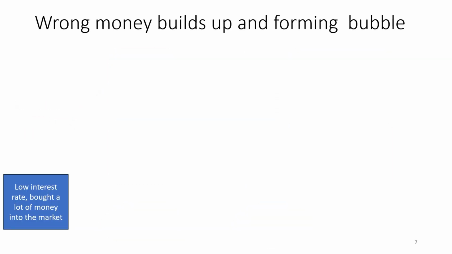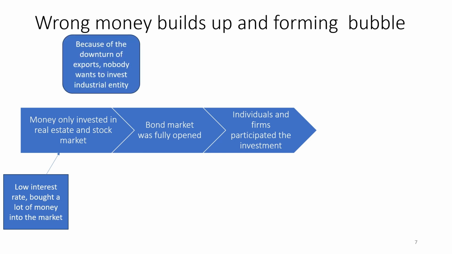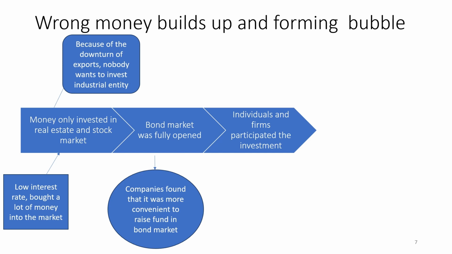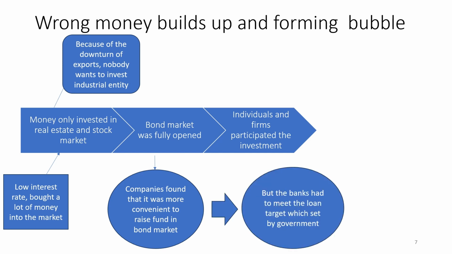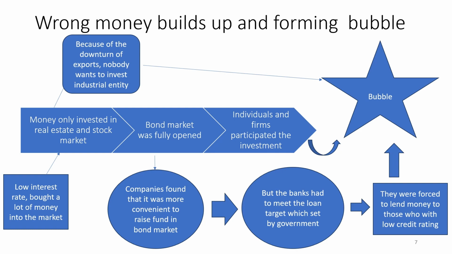Inflation means it can bring a lot of money into the market, but the money only invests in real estate and the stock market. It is because of the downturn of exports. Nobody wants to invest in industrial entities. Simultaneously, the bond market was fully open. The companies found that it was more convenient to raise funds in the bond market. But the banks had to meet the loan targets set by the government. So they were forced to lend money to those with low credit ratings. So the individuals and firms all together participated in the investment, and a real estate bubble was formed.